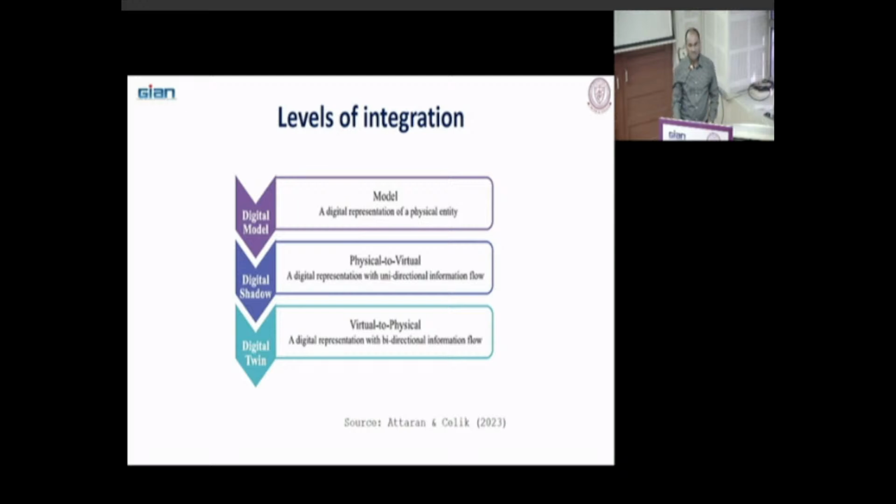If you are using these terminologies, and say I have developed the digital model of the supply chain, do you say digital model? No, you say digital twin model when you have both ways of information sharing. Any doubts? All clear?